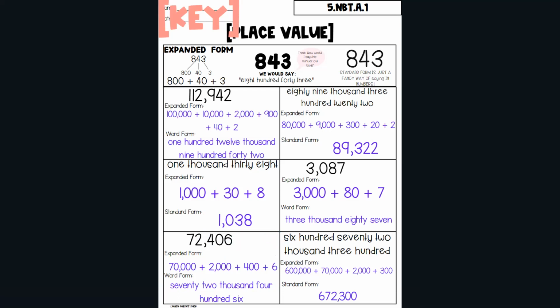Last one, we're given the word form, 672,300. We're going to start with the standard form because that helps us with our expanded. We write 672. Then we see the word thousand, so 672. Thousand tells us where to put that comma. Then after, we have 300. There is nothing in the tens place. There is nothing in the ones place. Expanded, stretching it out, we have 600,000 plus 70 plus 2,000 plus 300.